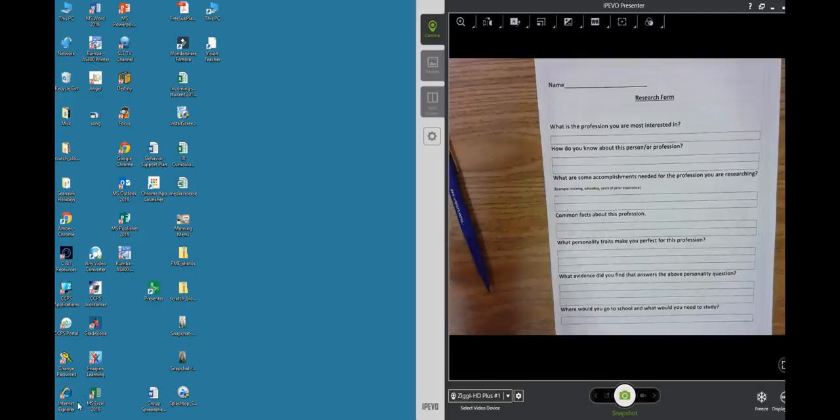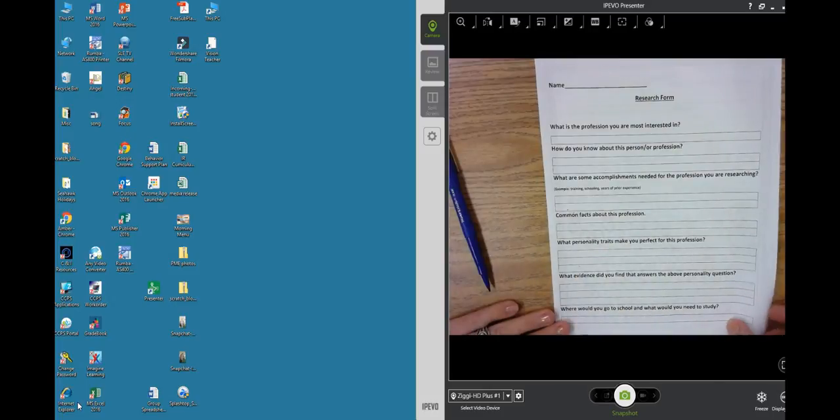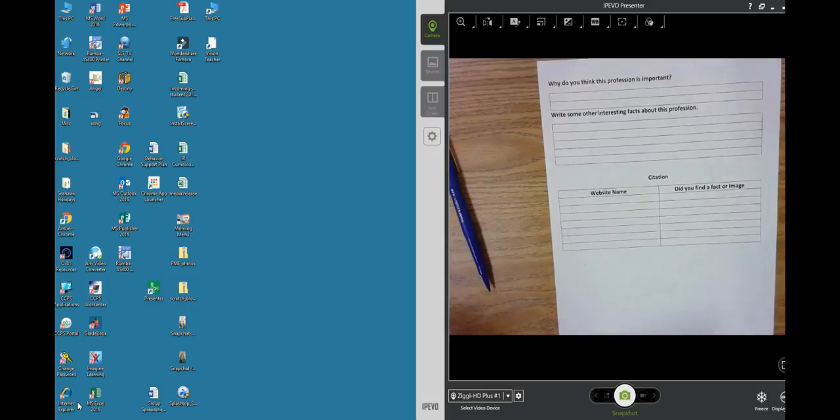Okay, so this is our research paper. We have all of these questions to answer. And we also have a second page that has 2 more questions and a place to cite our sources. So when we're citing, we're going to put the name of the resource that we're using, and whether or not we borrowed a fact or an image. Okay, so let's get started.